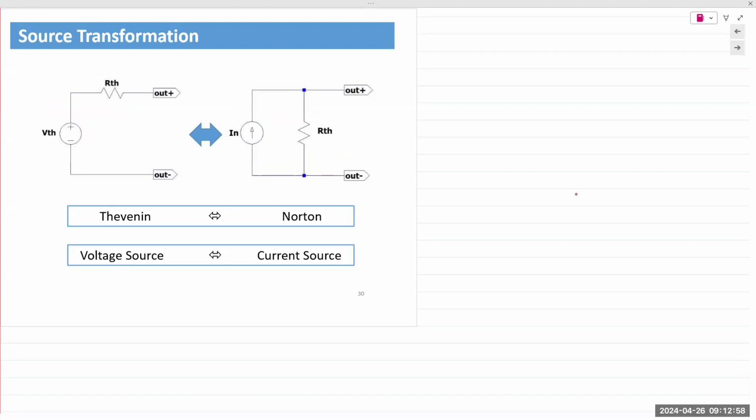Of course, the equation that relates the two is Ohm's law. So if you're transforming back and forth, the values that you obtain are from Ohm's law. Thevenin voltage is the product of Norton current and the Thevenin resistance.